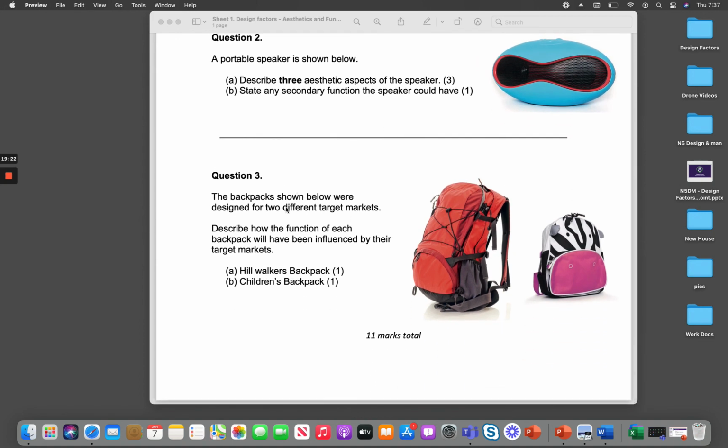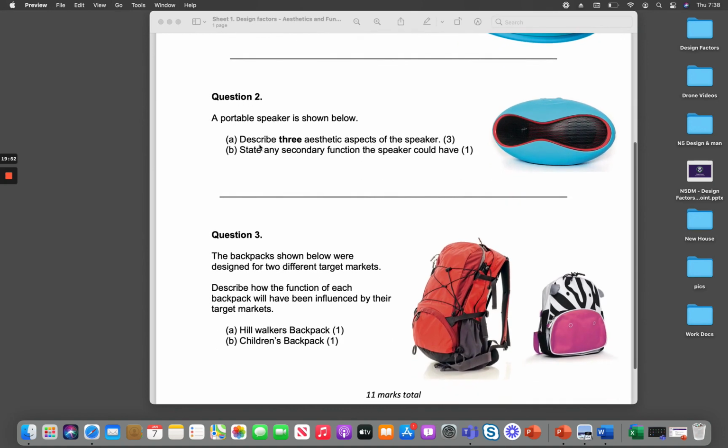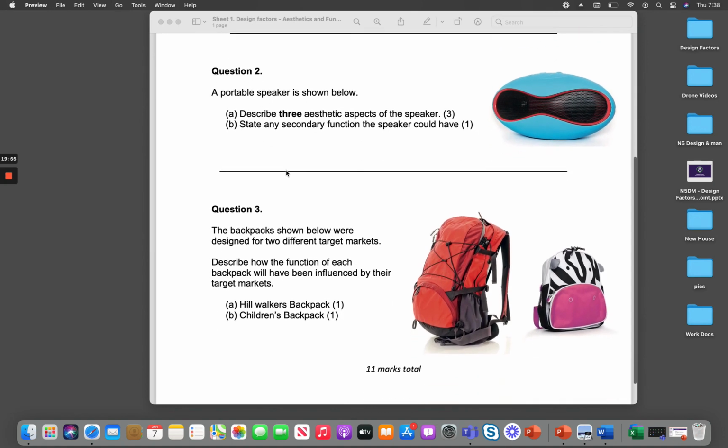And question 3, we're going to be doing a function question again. We're going to look at 2 different types of backpacks. Right? The first one here, you've got a hill walker's backpack. Right? In what way would that have been designed for them? And the second one, the children's backpack, in what way functionally has that been designed for them? Right? These questions are mostly describe, except for this one here, state. So you're going to have to put these in sentences to get those explanations across. There's 11 marks. Good luck.